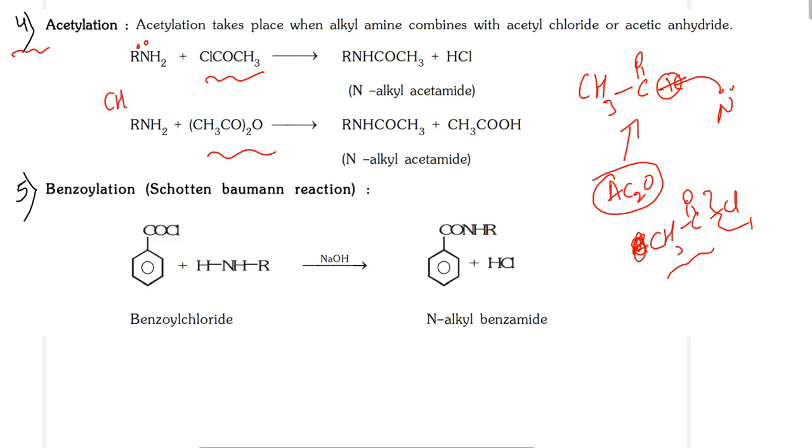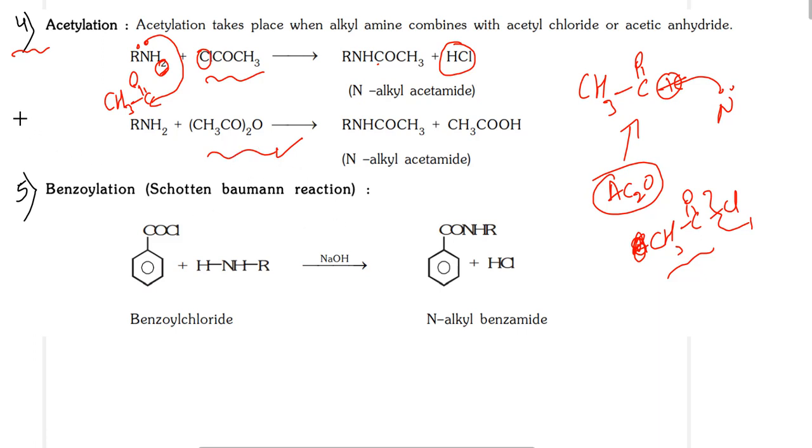This electrophile, CH3 C double bond O group, is substituting on nitrogen. Okay, then obviously one hydrogen will be replaced. That hydrogen, this hydrogen and this chlorine are released as HCl. Right? Similar process here.